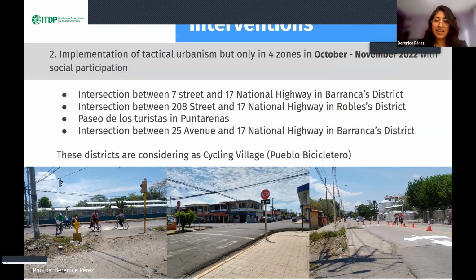In Mexico, we say that it is a pueblo bicicletero because the children start first to ride in bike, that's walk. So it was very important to visit these streets. We went to Costa Rica last week with the FIA Foundation to observe these kinds of movements and the interventions that they did in this moment.